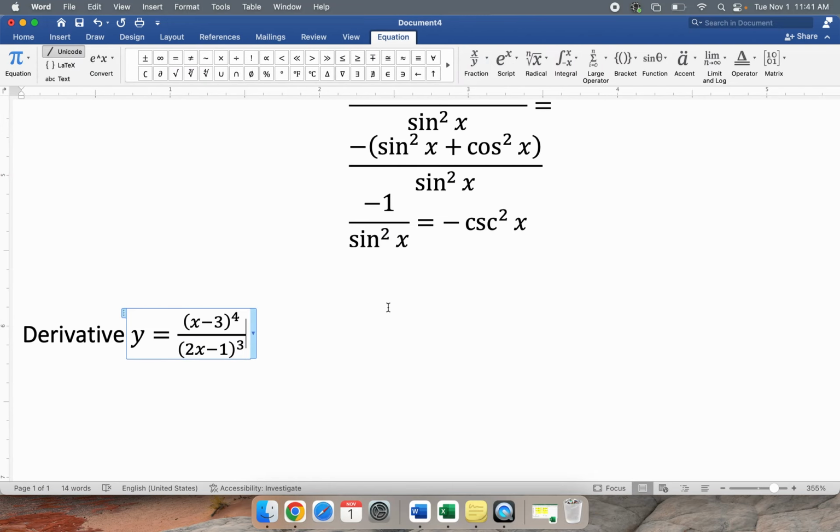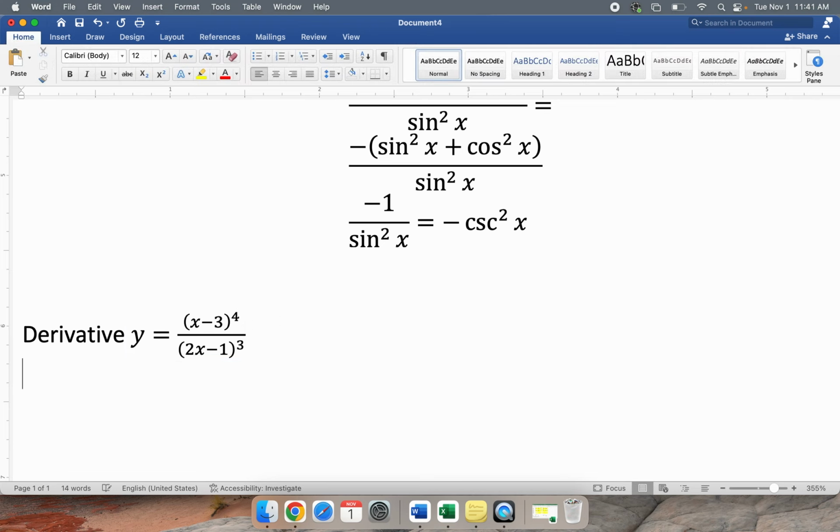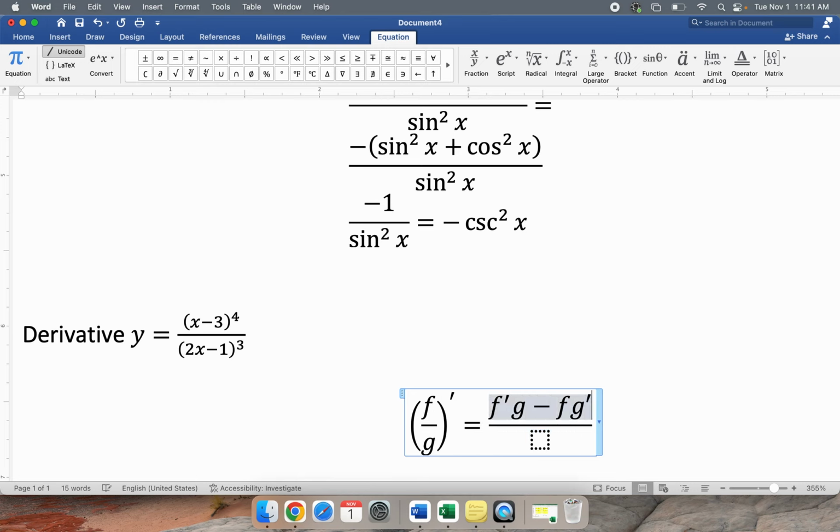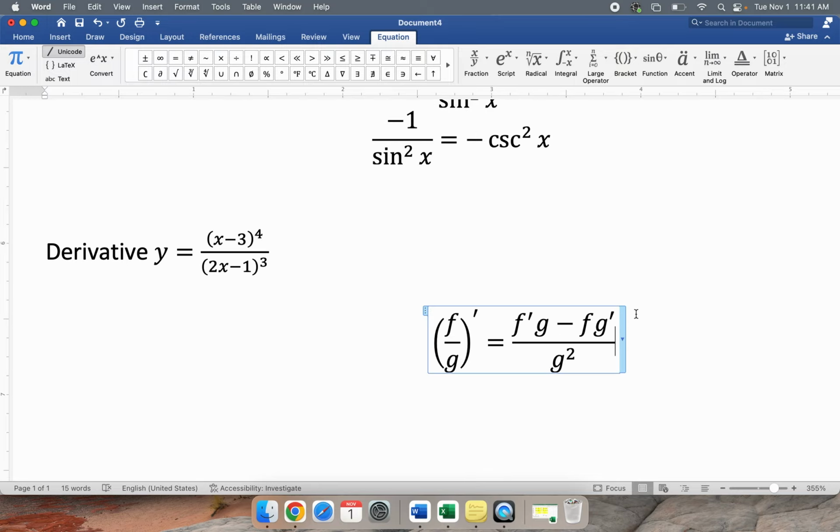So first of all, we need the quotient rule. It's definitely a quotient of two functions and can't be rewritten or anything. So we're going to use the quotient rule. Let's recall one more time what it says. The derivative of f over g is equal to f prime g minus f g prime all over g squared. So there's the quotient rule. We're going to apply that.